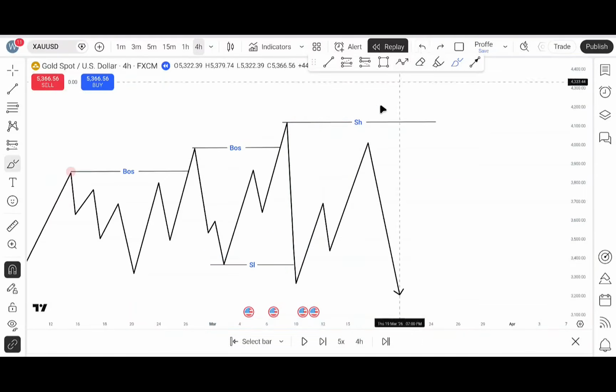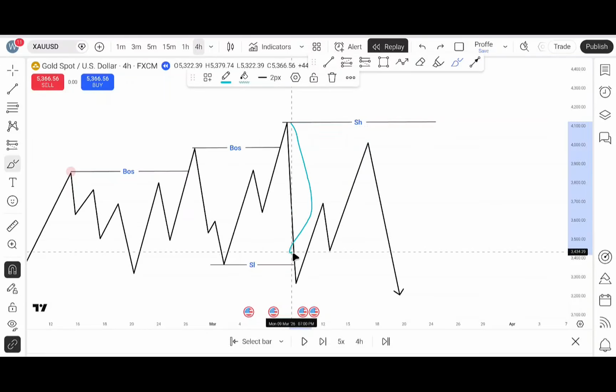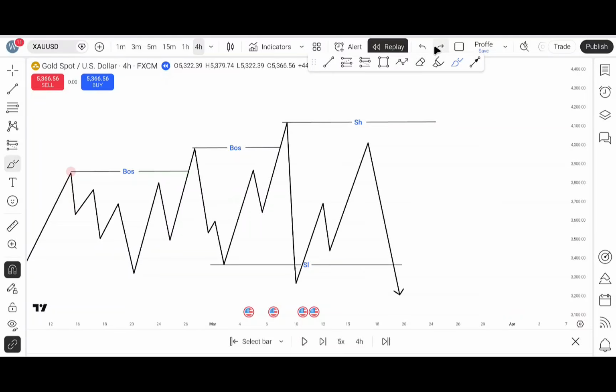How about a scenario where the market pulls back to this demand zone, disrespects the demand, disrespects the swing low? That automatically means that the market has changed its direction from an uptrend to a downtrend.